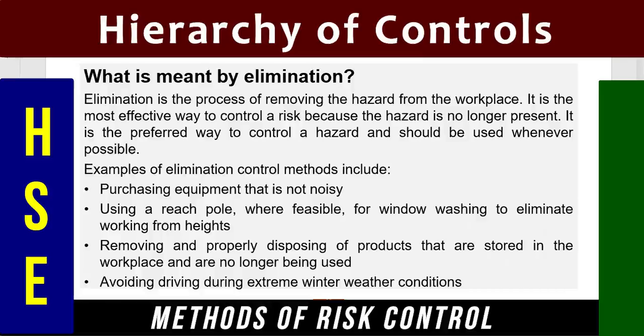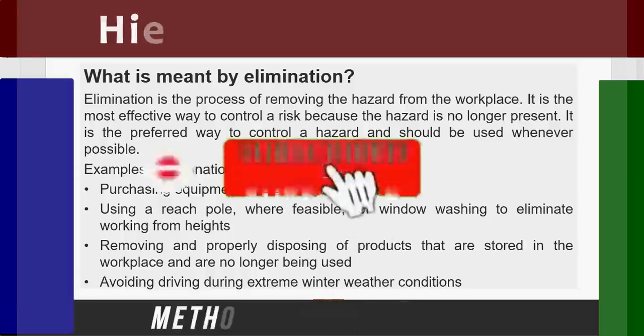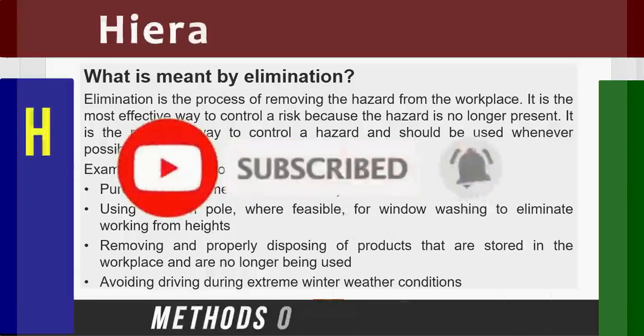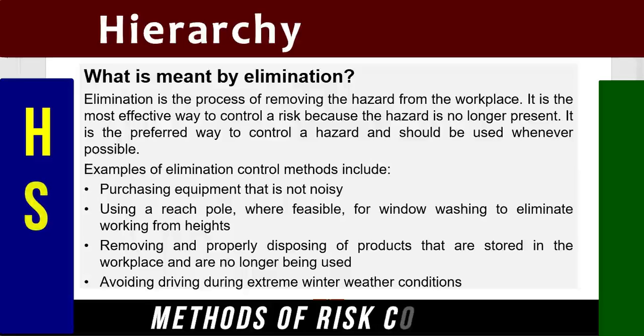Number two, using a reach pole where feasible for window washing to eliminate working from heights and to minimize the chances of falls from height. Number three, removing and properly disposing of products that are stored in the workplace and are no longer being used. And number four, avoiding driving during extreme winter weather conditions. These are a few examples of elimination. And this is the first point in hierarchy of controls, that is elimination.